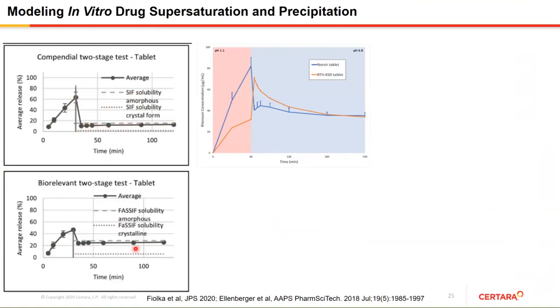We have also seen in the previous slides that the nucleation induction time of ritonavir is around 300 minutes in FaSSIF. So actually, during the entire duration of the experiments, this was also observed here, that it is staying at its amorphous solubility limit, which was quite interesting. The same observations were reported by Ellenberger et al. in 2018 in their paper.